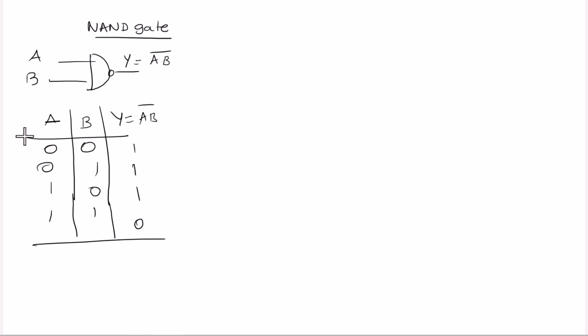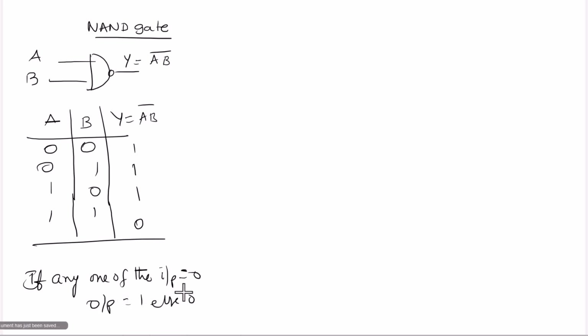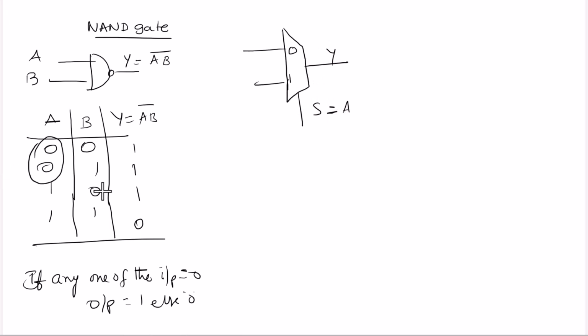So if any one of the inputs is 0, the output is equal to 1, else 0. This is the basic property of the NAND gate. From this truth table, you can easily implement the 2 to 1 MUX. The inputs are 0 and 1, the output is Y, and the selection line S is equal to A. So if S is equal to A is equal to 0, irrespective of the input, the output is 1.